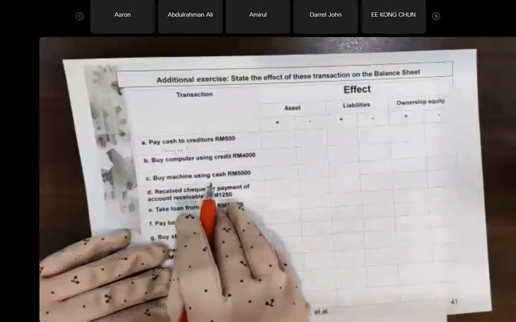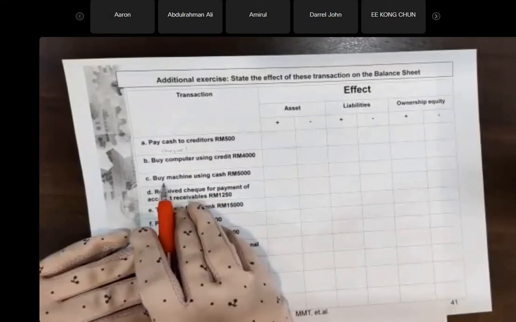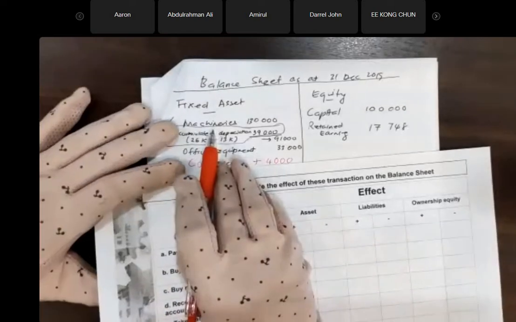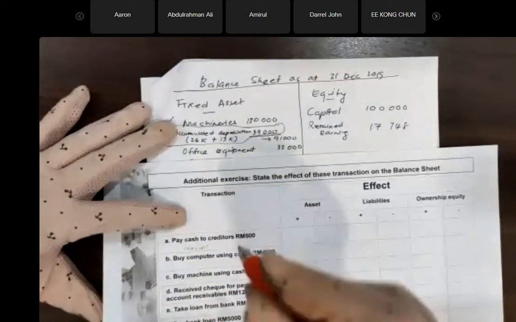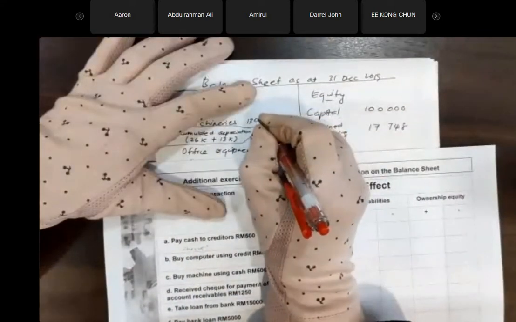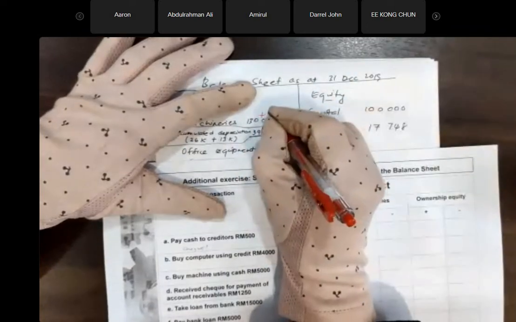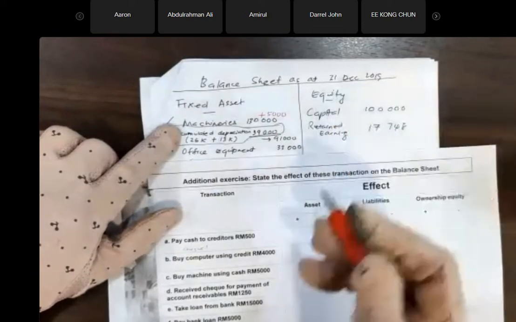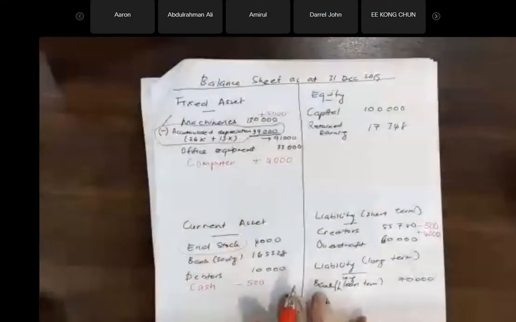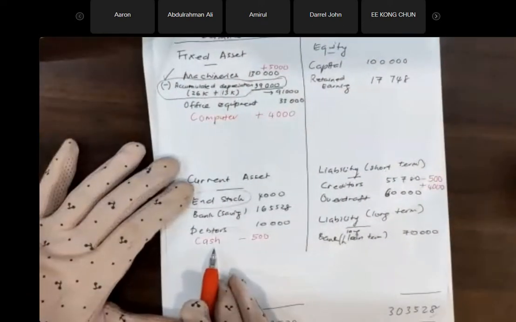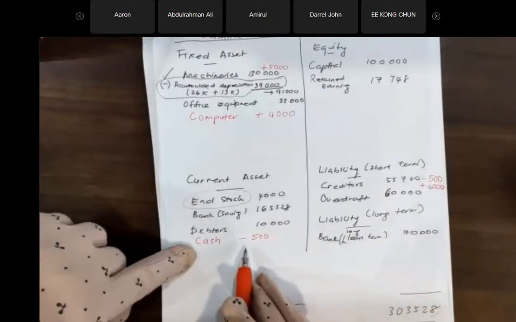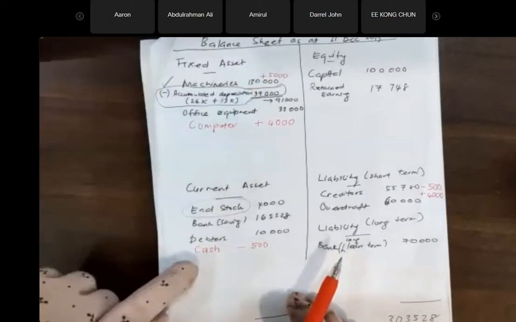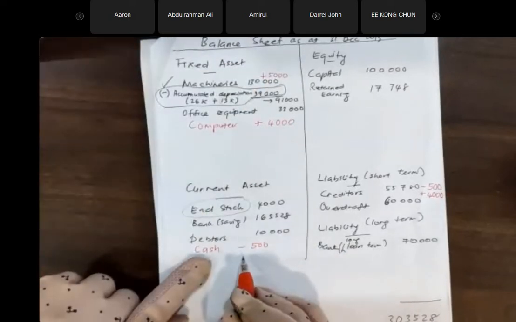Okay, buy machine using cash. The company buys machine. So machine, now we have the machine. Machine 5,000, so you add 5,000 value here for the machineries. By using cash. Where is cash? Here you have the cash. Here you add machineries and you pay by cash. So what happened to the cash?